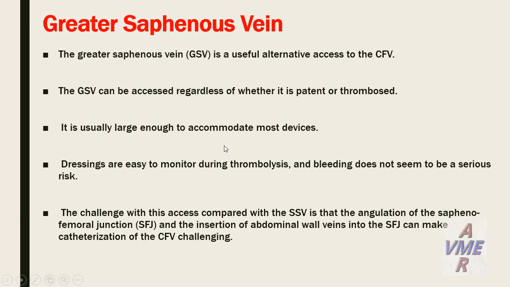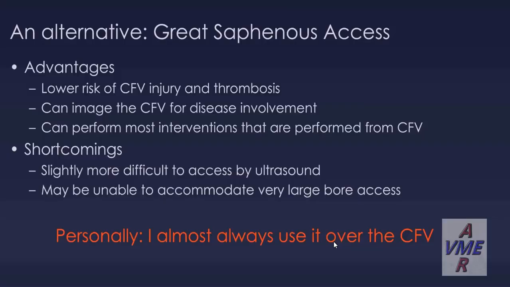However, you can repeat this slide. We have the great saphenous vein as an alternative to the common femoral vein: easy to assess bleeding, easy to compress, it gains access to the deep vein system by perforators, and accommodates most devices and different sizes. It is a bit difficult when you are inserting balloons and stents because of the angulation of the great saphenous vein, which can be corrected by a stiff wire.